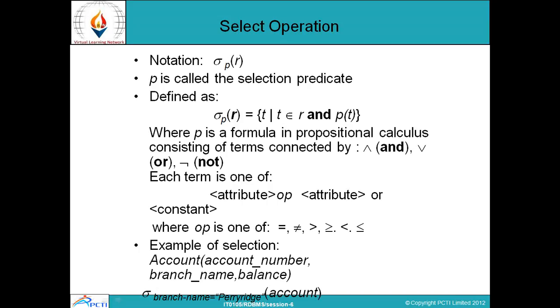The selection here is account number over branch name and balance. The operation we apply here uses sigma to select branch name equal to the given branch from the table account.